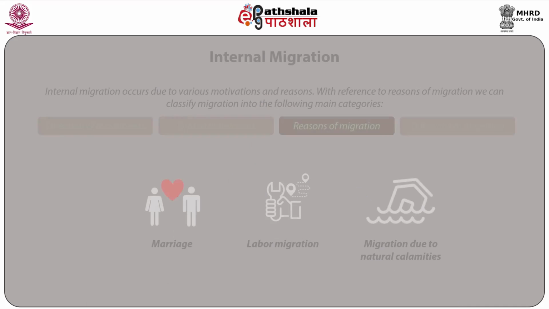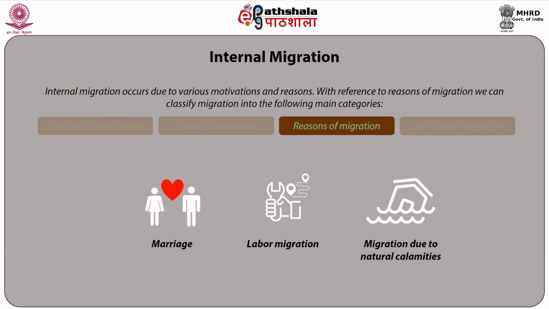Internal migration occurs due to various motivations and reasons. With reference to reasons of migration, we can classify migration into the following four categories. First one is marriage migration. Second, labor migration or migration of people for work, employment, etc. And third, migration due to natural calamities.